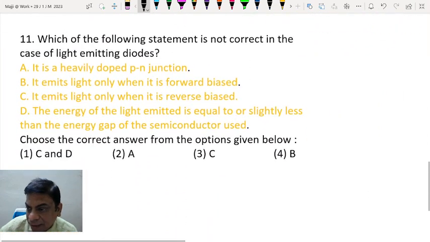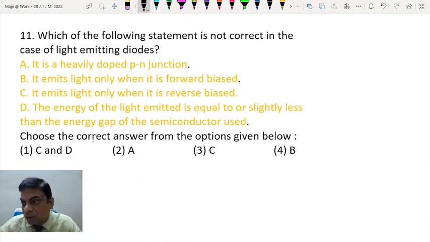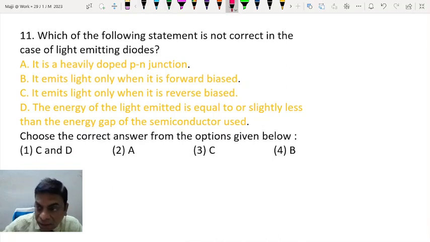Moving on to the next question. Which of the following statements is not true in the case of light emitting diodes? Students, light emitting diodes are basically those diodes which emit light during the flow of majority charge carriers across the depletion layer. And as we know, if majority charge carriers have to flow, then it should be forward biased. So it emits light only when it's forward biased. This is correct. It is a heavily doped p-n junction. Yes, it is. It has to be a heavily doped p-n junction.